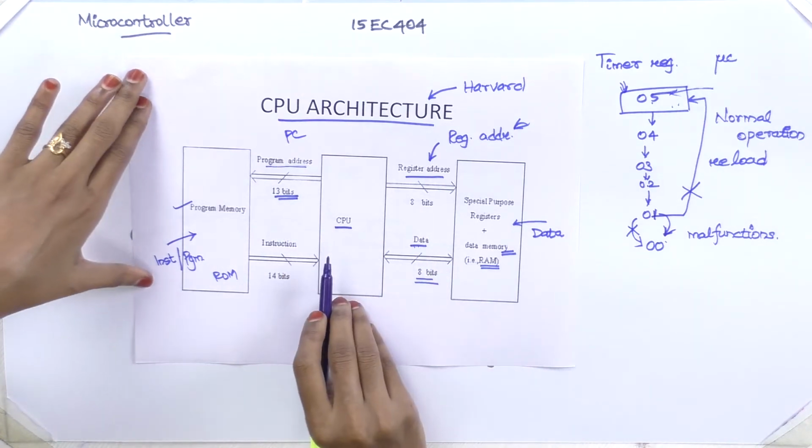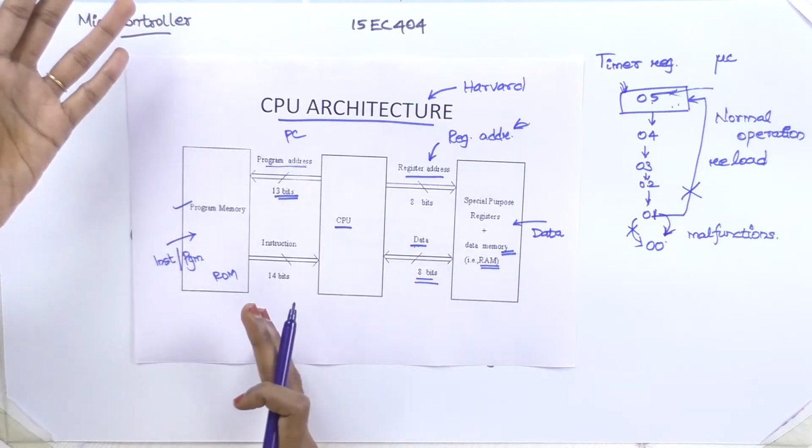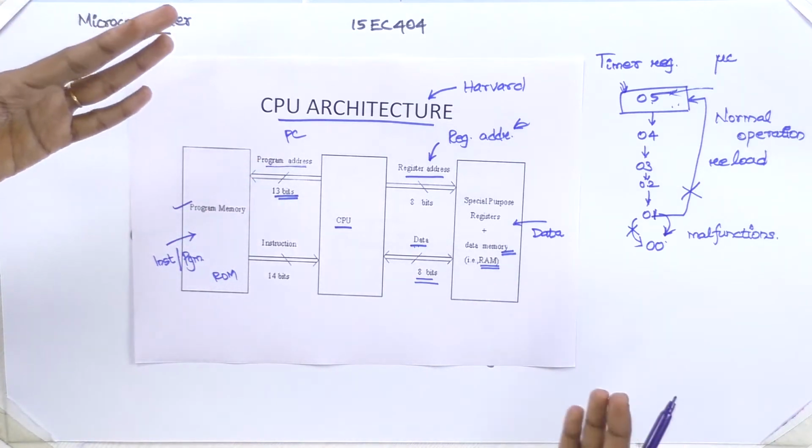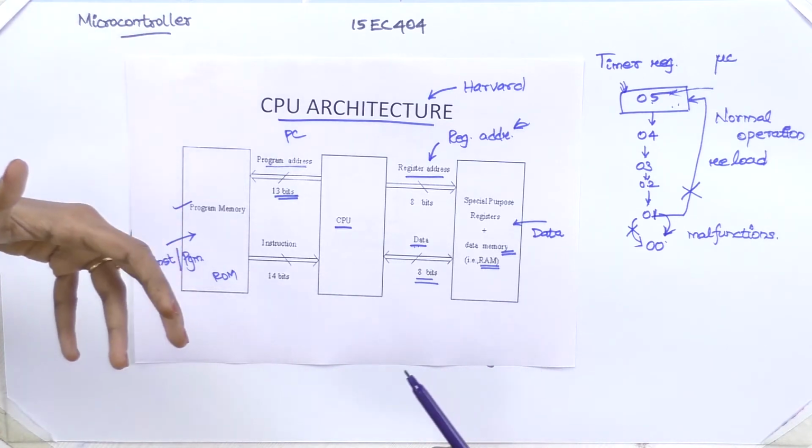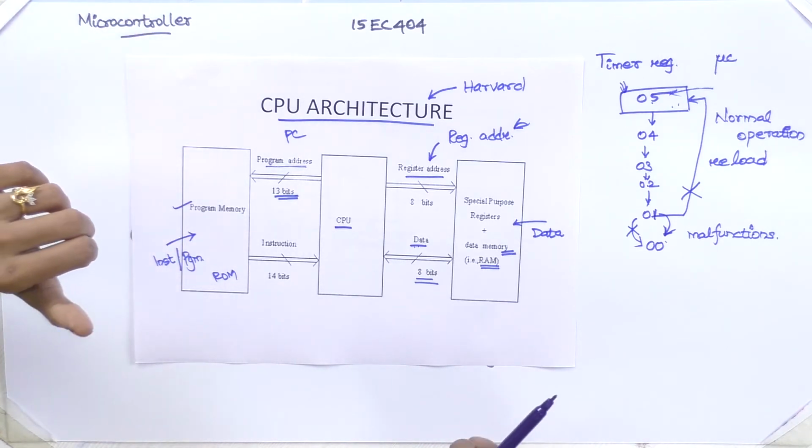I have told you already, we have program memory and data memory separately to store the instructions and data separately, to access them faster for speedy execution of our program, fine.